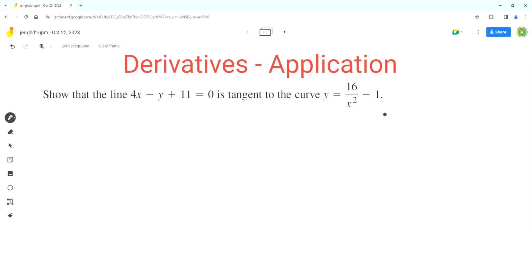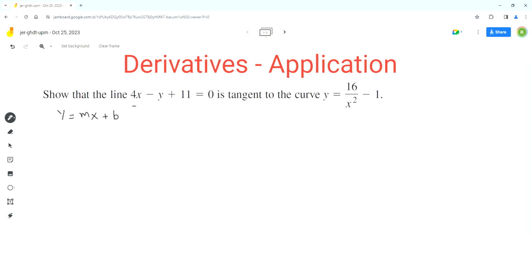So the first thing we'll do is to analyze the slope of the given line and the slope of the tangent to this curve. For finding the slope of the line, we'll have to write the equation in slope-intercept form. Currently it's in the standard form. The general equation of a line in slope-intercept form is y equals mx plus b. So for that, we'll have to isolate y on the left side of this equation.